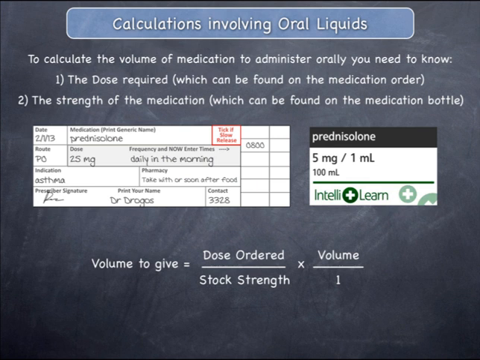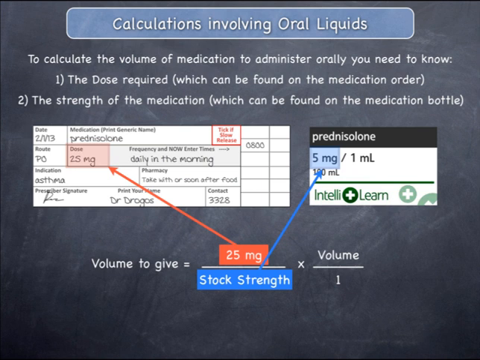Let's now replace each of these quantities with their actual values by reading the medication order and the strength of the medication. The dose that has been ordered can be read directly from the medication order from the box called dose. The dose box specifies how much active medication the patient must be given in each dose. In this case, it is 25 milligrams.